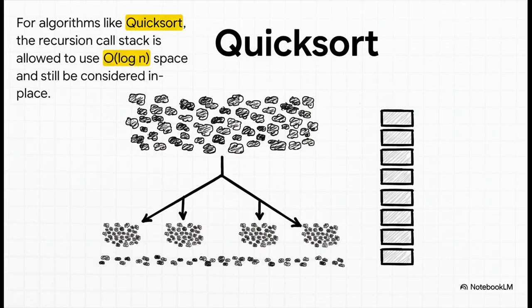Now, there is one little exception to that strict O(1) rule. For some algorithms that are recursive, meaning they solve a problem by breaking it down into smaller and smaller versions of itself, like the famous quicksort, we also have to consider the memory used by the call stack to keep track of all those smaller problems. And the rule here is, as long as that extra memory grows very, very slowly, logarithmically, or O(log n), it's still considered in place. It's a special case, but an important one.